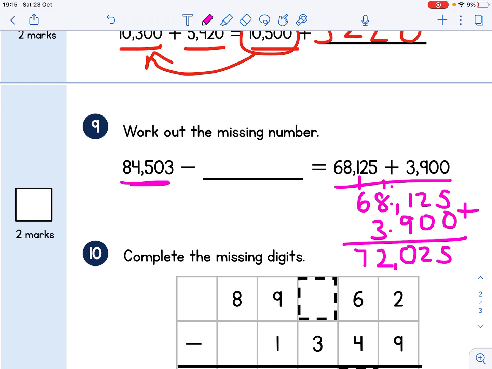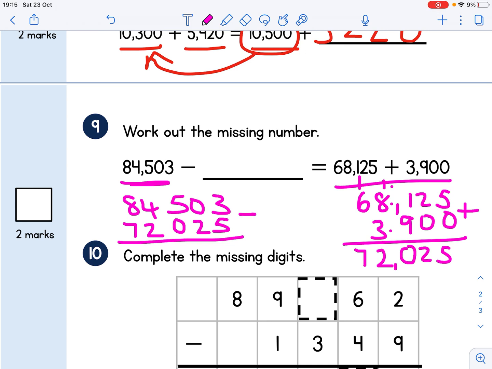Subtract how much I need to subtract from 84,503 to make 72,025. So I'm going to find the difference. So 84,503 take away 72,025. And squeeze that in here and find the difference between them. I'm going to have to do some borrowing.